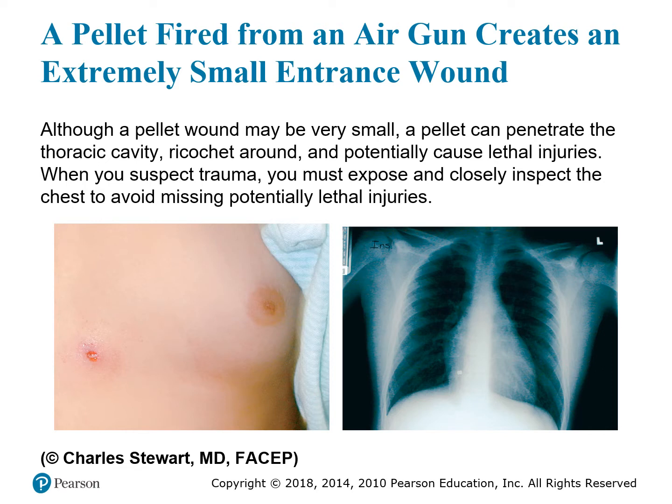A pellet fired from an air gun creates an extremely small entrance wound. Although the pellet wound may be very small, a pellet can actually penetrate the thoracic cavity, ricochet around, and potentially cause lethal injuries by rupturing blood vessels. When you suspect trauma, you must expose and closely inspect the chest to avoid missing potentially lethal injuries.